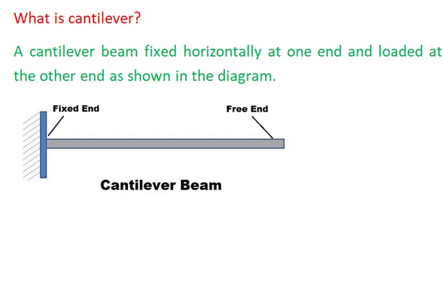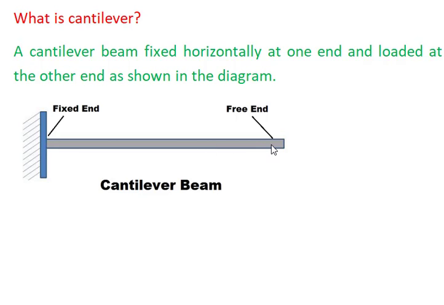Dear students, today we discuss the cantilever. What is a cantilever? A cantilever is a beam fixed horizontally at one end and loaded at the other end. So it is a wooden scale. At one end or at the mid, the scale is fixed, so it is rigid. The other end is the free end.